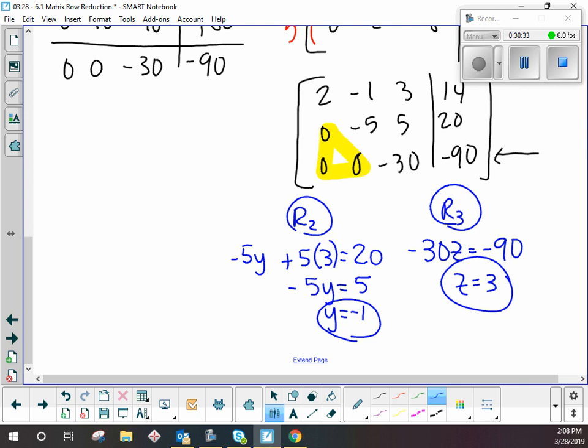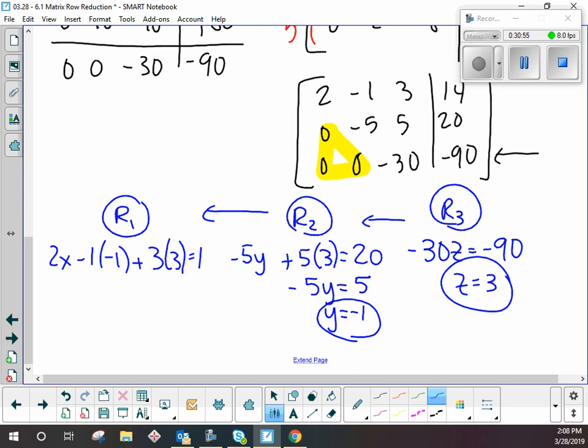And then we take those two things, we back substitute to the first row. This is all my back substitution. The first row is 2x minus 1 times y, and now I know y is negative 1, plus 3 times z, which is 3, equals 14. So that's 2x plus 1 plus 9 equals 14. That's 10. Move it over gives you 4. Dividing gives you 2.